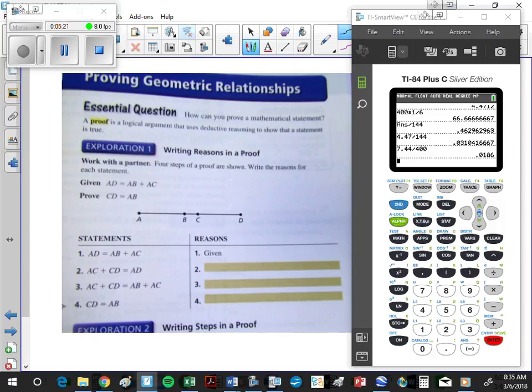So this is a two-column proof. In a two-column proof, on the left side, you have a series of statements. So each one of those things is true. And then on the right side, you have a column of reasons. And those reasons back up the statements. So those reasons need to describe how you know that the statement on the left is in fact true.